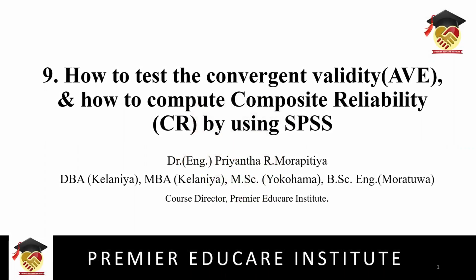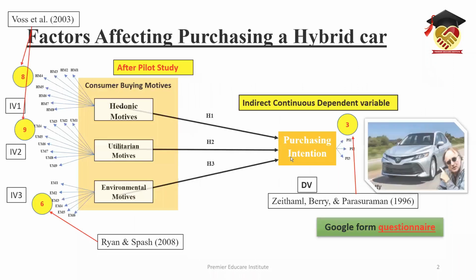Today, I am going to tell you how to test the convergent validity. In other words, how to test the average variance extracted and also how to compute the composite reliability by using SPSS. Right, okay. Straight away, this is our standard model.